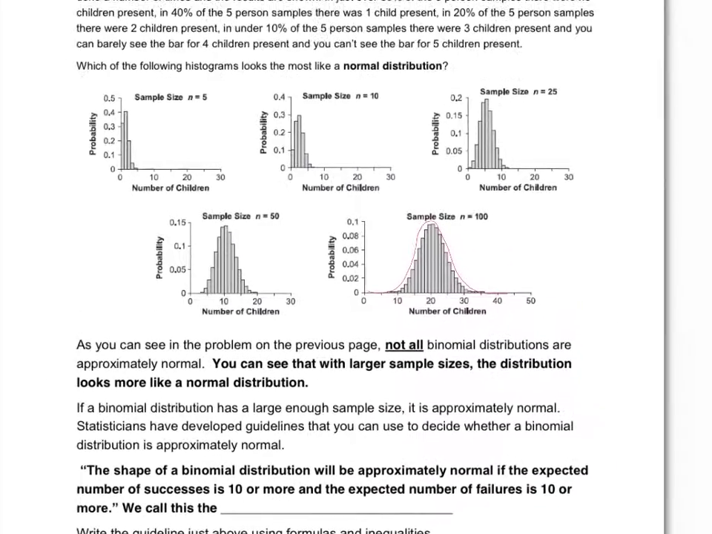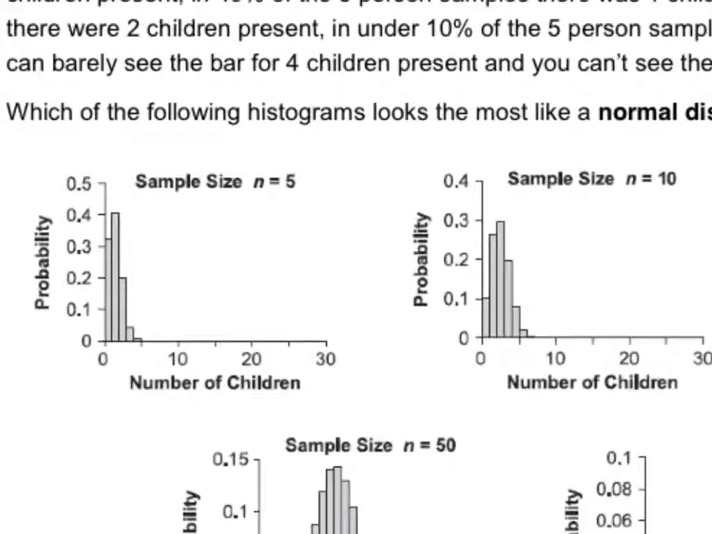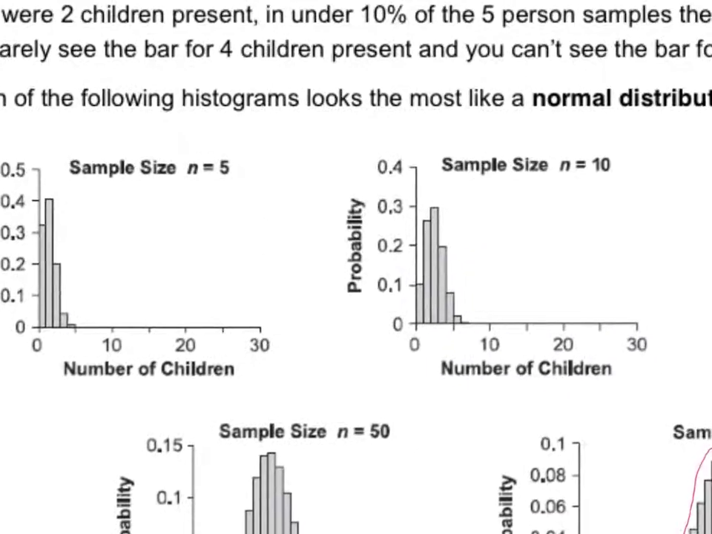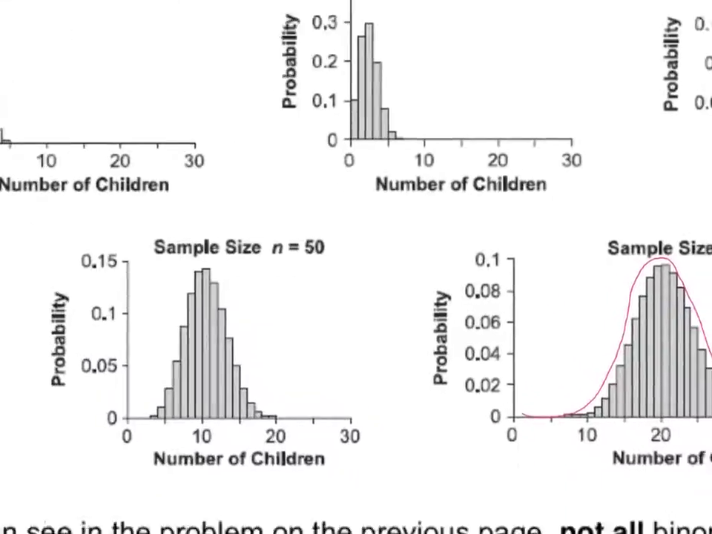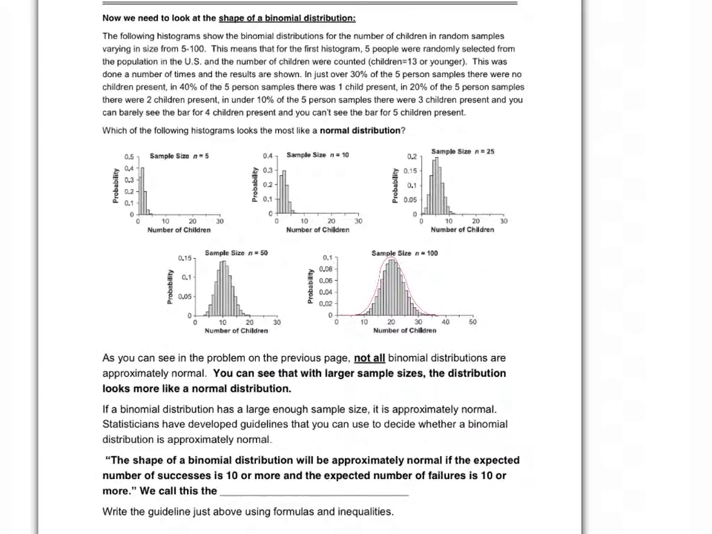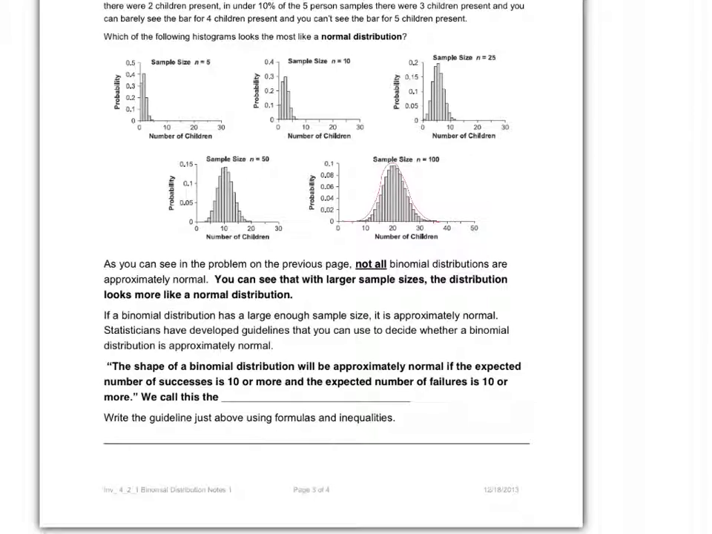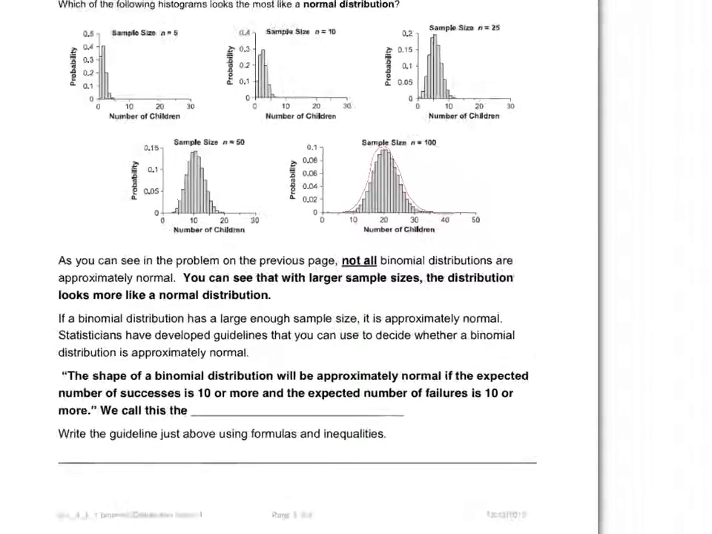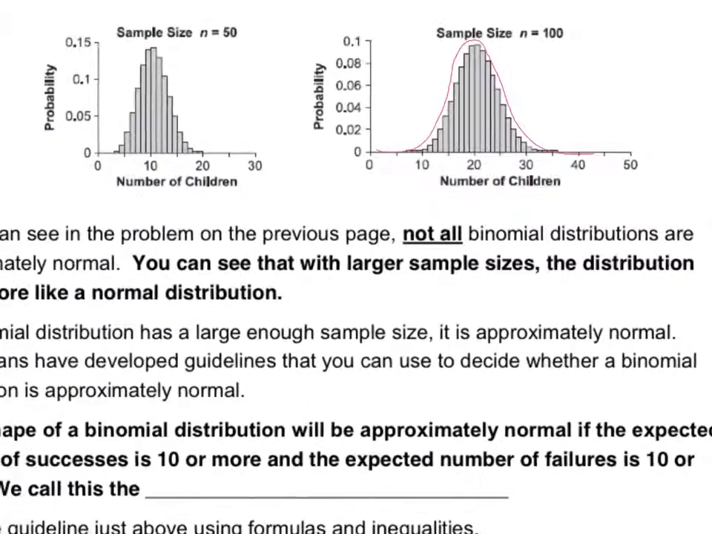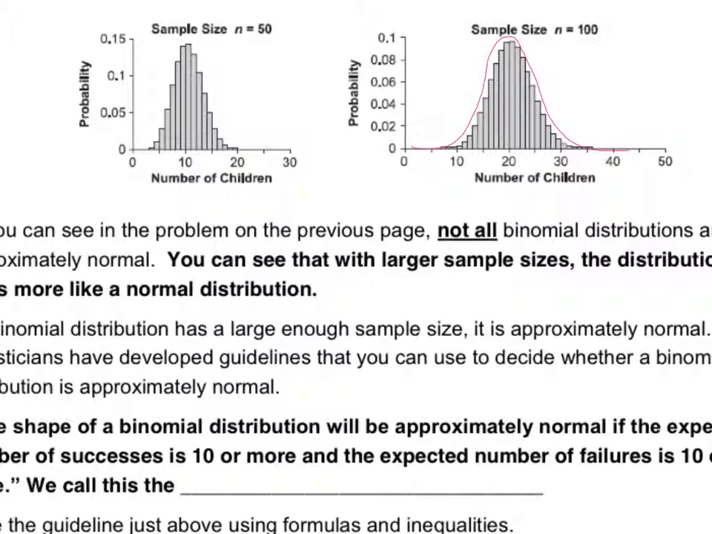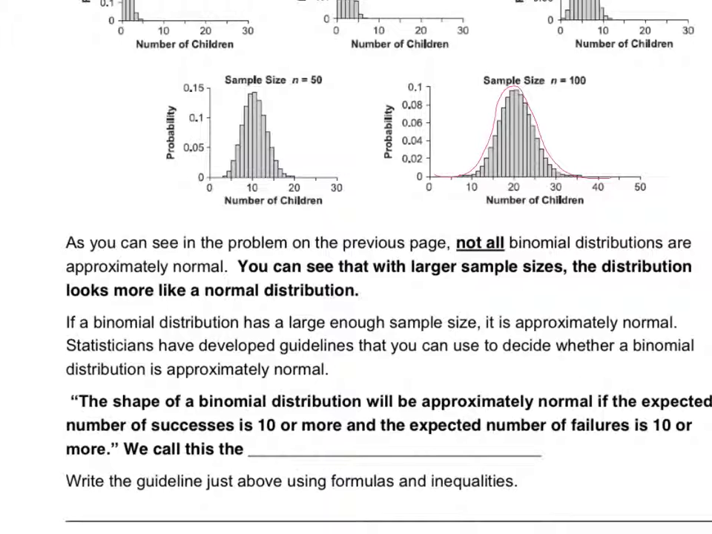So as you can see with all these distributions, not all of them were normal. This one right here definitely was not a normal distribution. But as we kept on increasing, it got more and more like that normal distribution that we know and love. And this phenomenon happens because we keep on doing larger and larger sample sizes. So with large sample sizes, the distribution looks more like a normal distribution. With a large enough sample size, the closer it gets to a normal distribution.